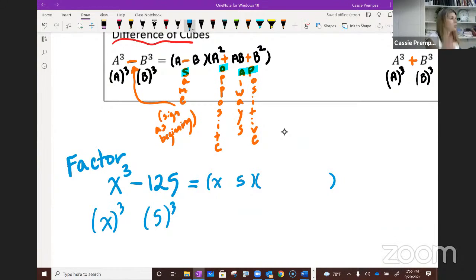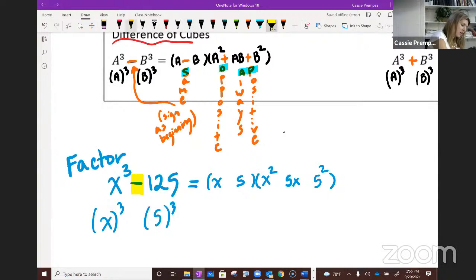I write down A squared and B squared. So in this case, x squared and 5 squared. I smush them together in the middle. So 5 times x. And then I use soap to clean it up. The first term is negative, so it's going to be the same as what we started with.